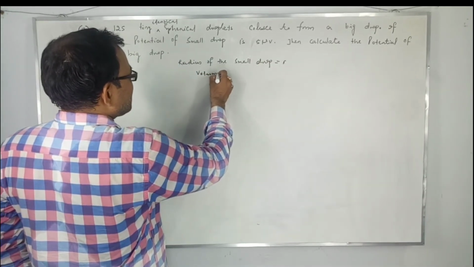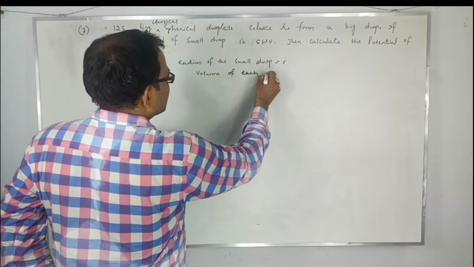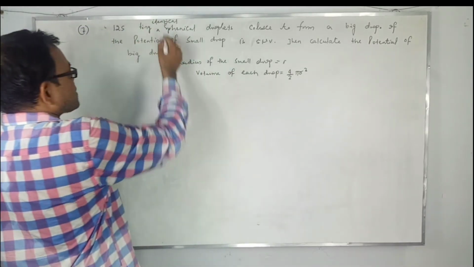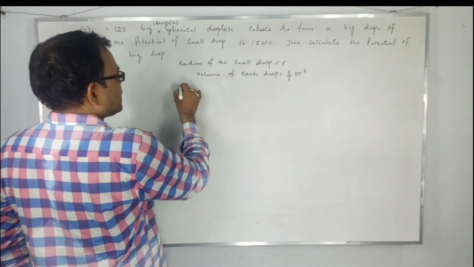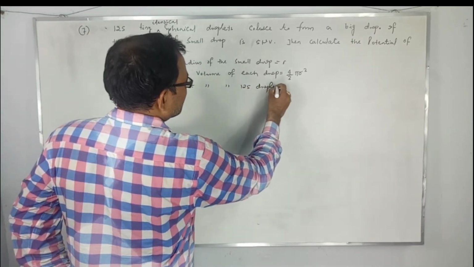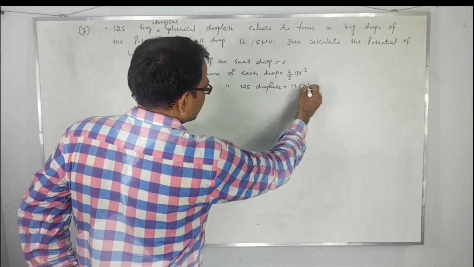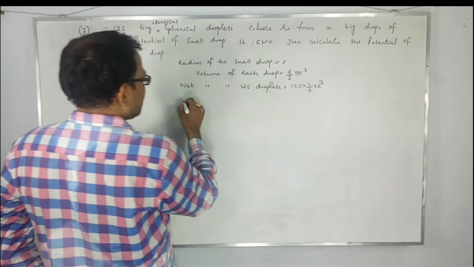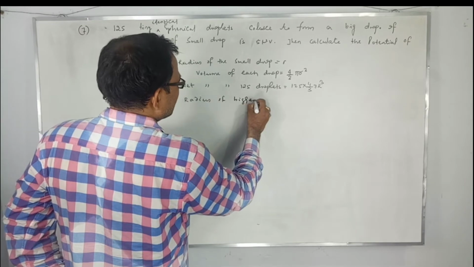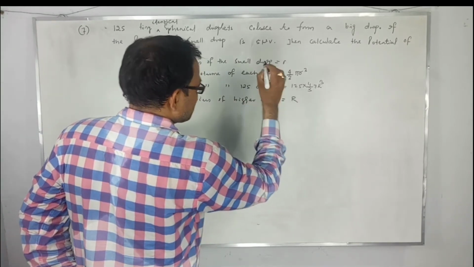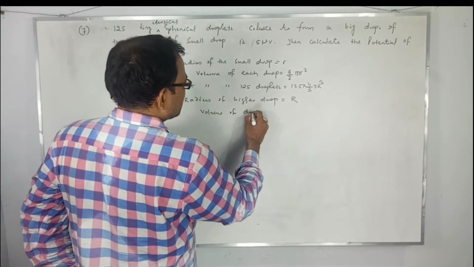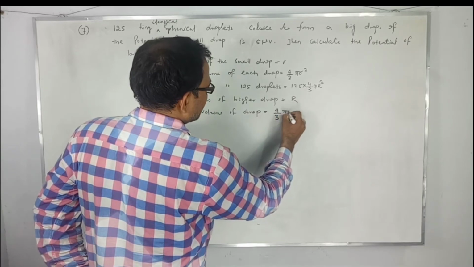Then volume of each drop is 4 by 3 pi r cube. Since 125 tiny spherical droplets, therefore net volume of 125 droplets is equal to 125 into 4 by 3 pi r cube. If radius of the bigger drop after coalescing is equal to capital R, then volume of the drop is equal to 4 by 3 pi R cube.